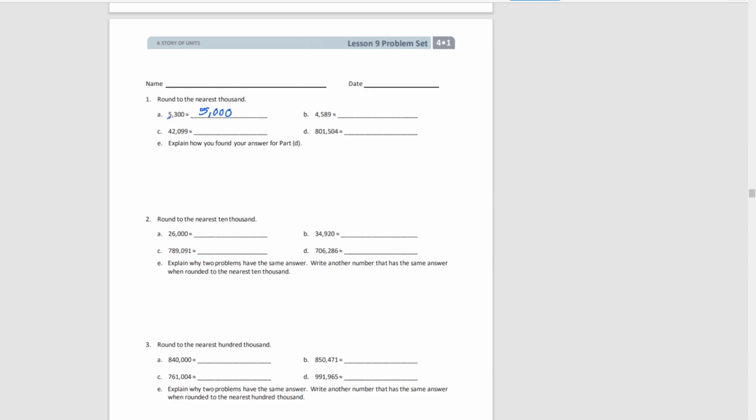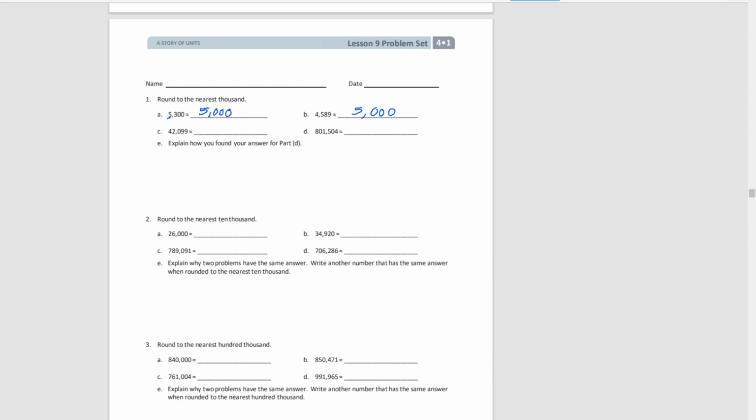Okay, for 1B, again, we're rounding to the thousands place. So this is either going to be 4,000 or 5,000. 4,500 would be the midpoint. Our number here is higher than 4,500, so we're going to round to 5,000. Pause the video and try 1C.